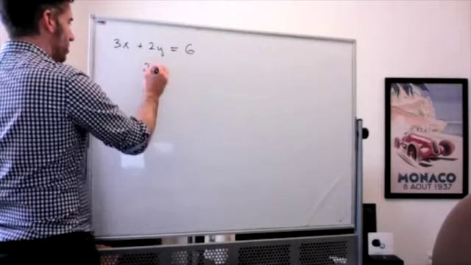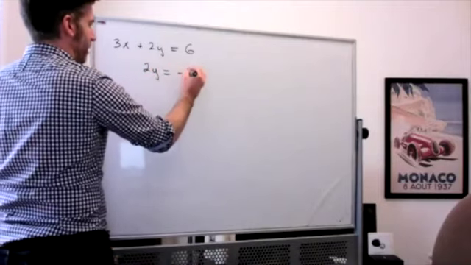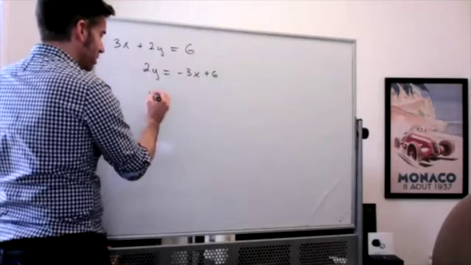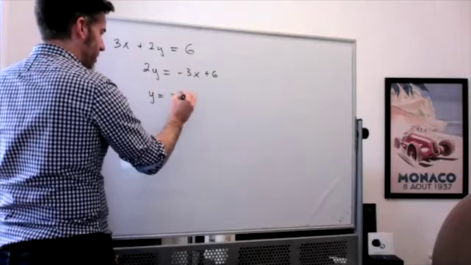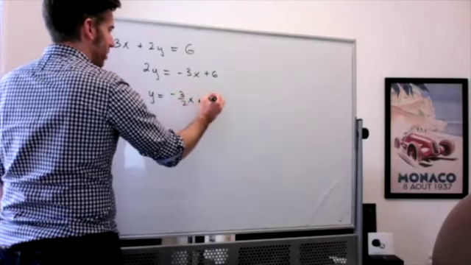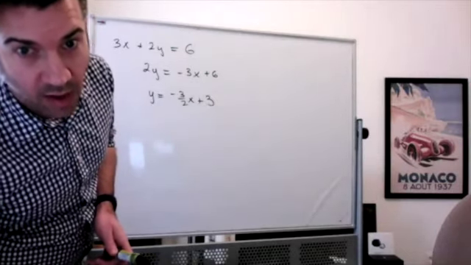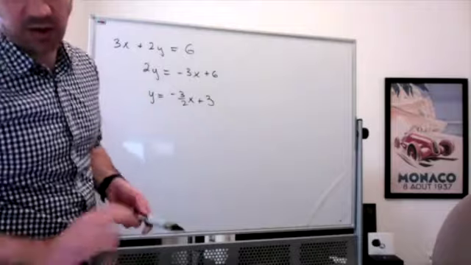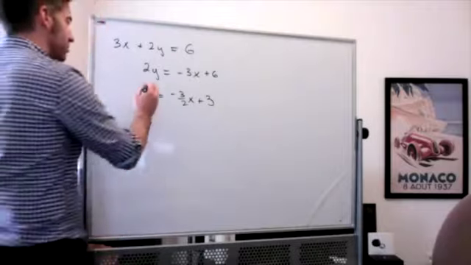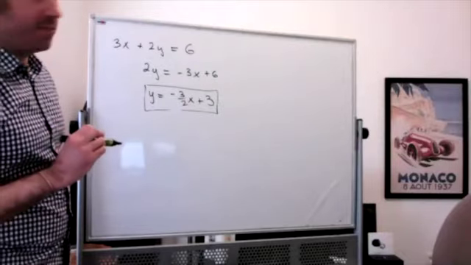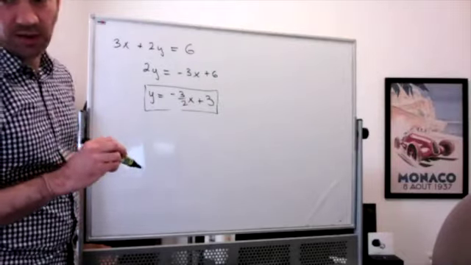You can write 2y equals negative 3x plus 6, and you can divide by 2, so that y is equal to negative 3 halves x plus 3. So yes, here we can express y as a function of x. So we're good to go. Let's look at the next one.